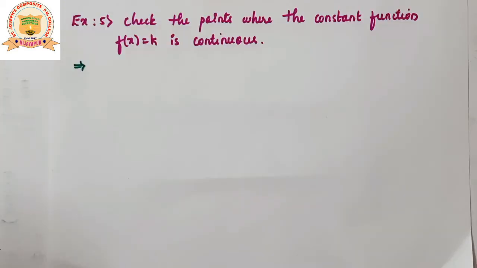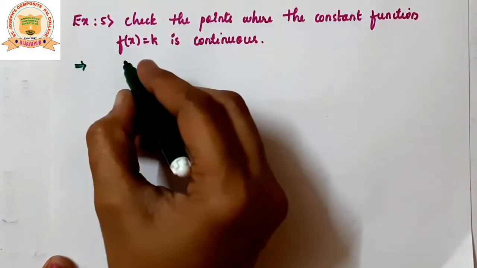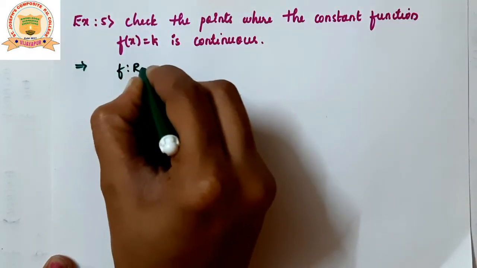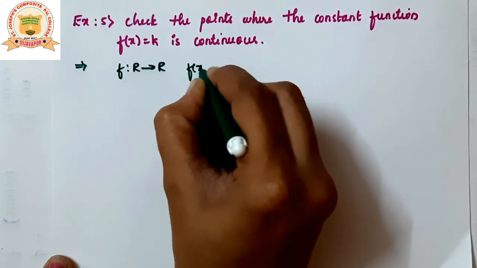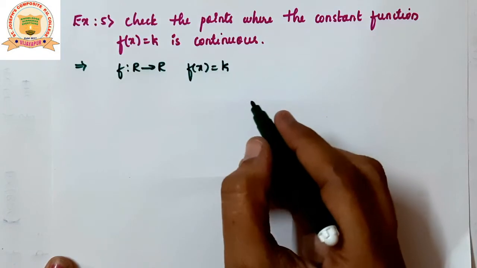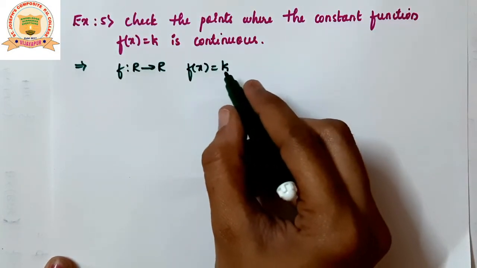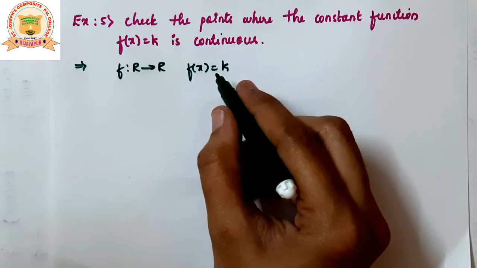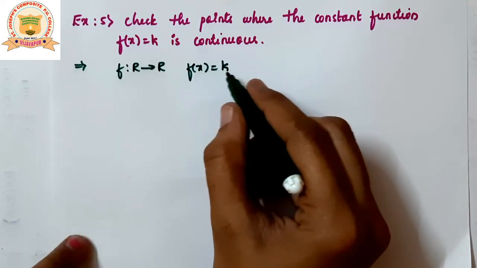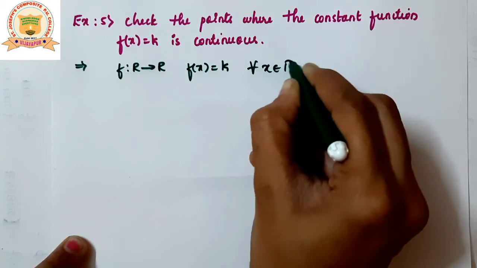Understood? Let's consider example number 5. That is, check the points where the constant function f of x is equal to k is continuous. That is, we have to check whether the constant function is continuous at every point of its domain or not. The constant function is defined from where to where? f is from R to R, and it is defined as f of x is equal to k. It is defined for all the real numbers. Why? If you tell any real number, the value of the function is k only.